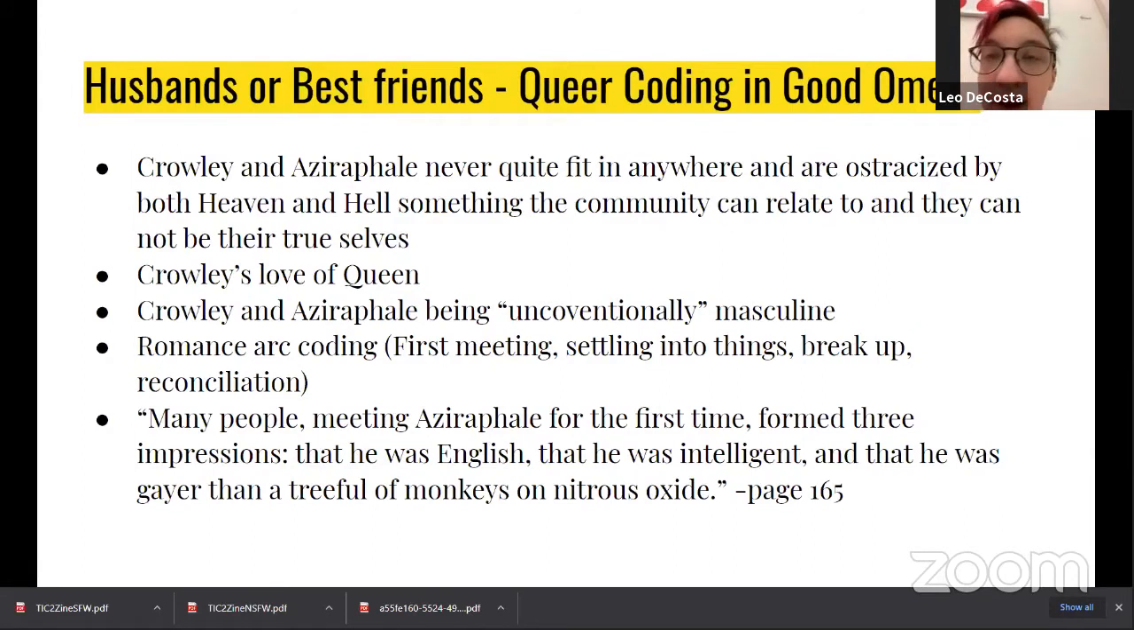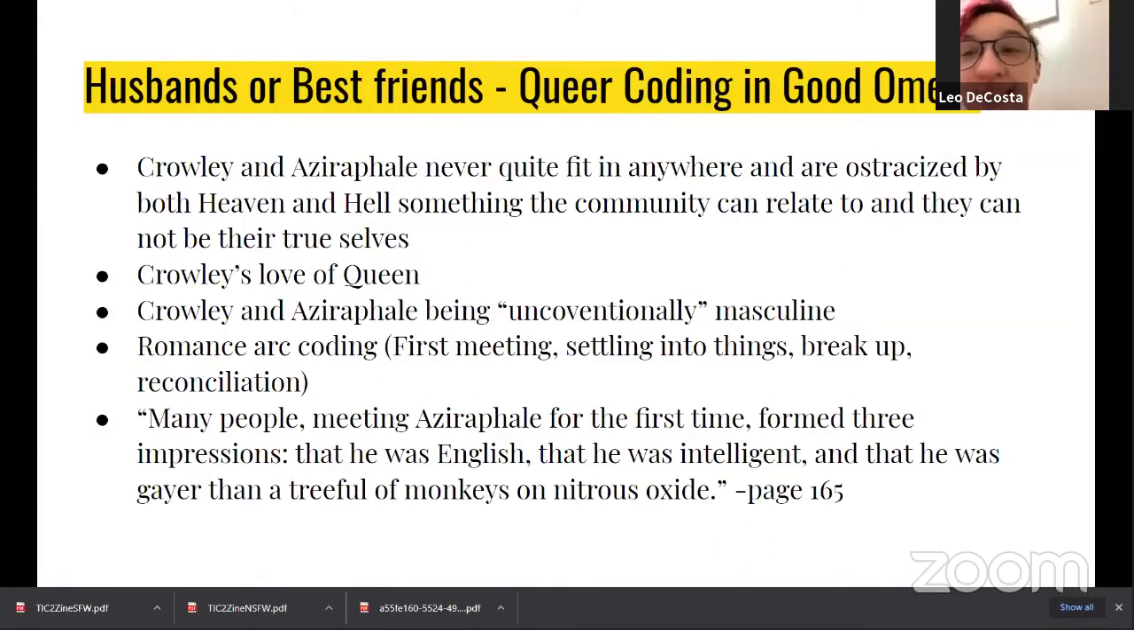To talk more specifically about Crowley and Aziraphale, some of the story beats that they follow is that Crowley and Aziraphale never quite fit in anywhere, and they feel out of place in both heaven and hell, and they feel they cannot be their true selves in the communities they were born into or created into. Crowley's love of Queen could be considered a form of queer coding. Crowley and Aziraphale are unconventionally masculine, including Crowley being a female presenting nanny for many years. And then their arc together is definitely romance coded with their awkward first meetings, settling into their relationship, breaking up, and then reconciliation.